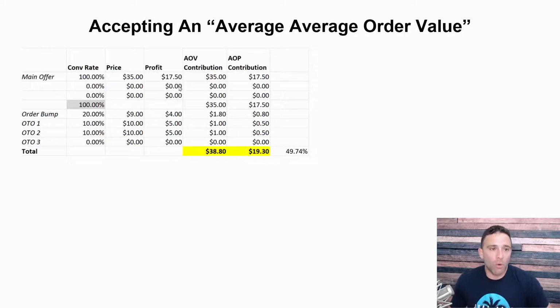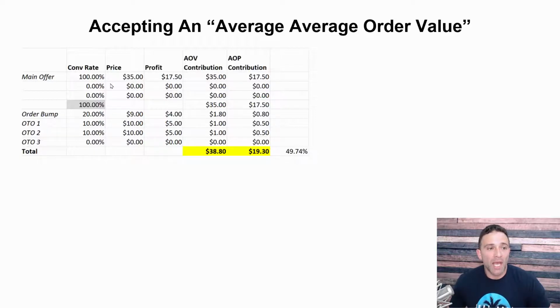So here's an example. Average order value. I'll explain this really quick. It's basically your main offer, the thing you're selling. It's a $35 item, and this is a 50% profit margin, so $17.50 profit. Everyone is buying this. This is the main thing, so its AOV contribution is $35. Average order profit contribution is $17.50, right?